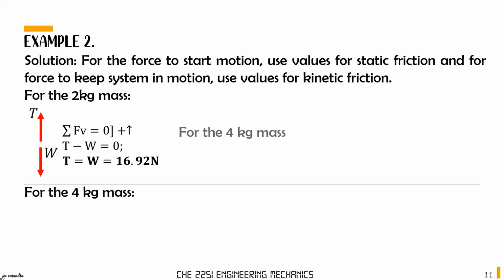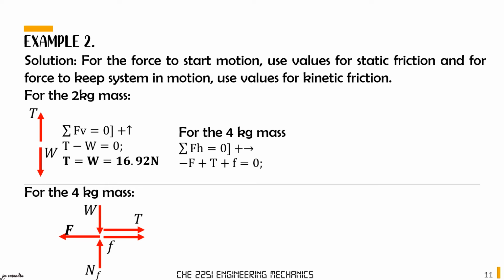So we apply this to the 4 kilogram mass. So we'll have now summation of forces along the horizontal is equal to 0, positive to the right. So we will have now force applied, negative, plus tension plus frictional force. So the applied force now is equal to 16.92 plus friction force. But we do not know our frictional force. So we'll take this from mu equal to F over NF.